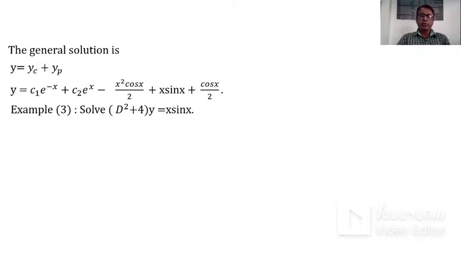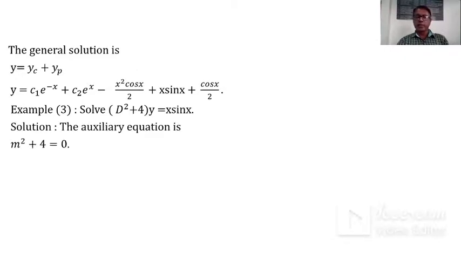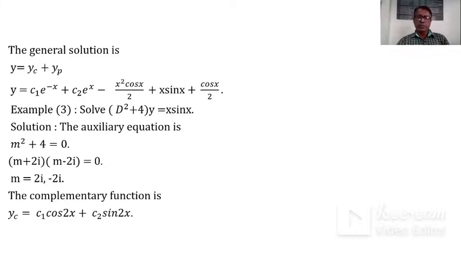Solve d square plus 4 of y is equal to x sin x. Again, consider the auxiliary equation: m square plus 4 is equal to 0. The factors are m minus 2i, m plus 2i is equal to 0. Therefore, m is equal to plus 2i, minus 2i. Roots are complex, conjugate, and non-repeated. Therefore, yc is equal to c1 cos 2x plus c2 sin 2x.